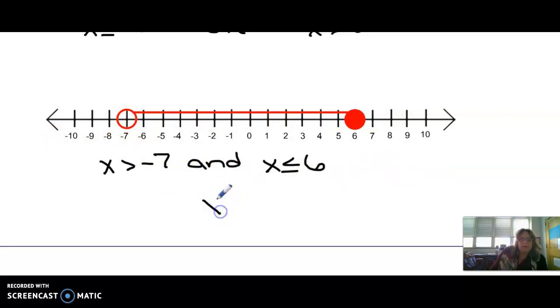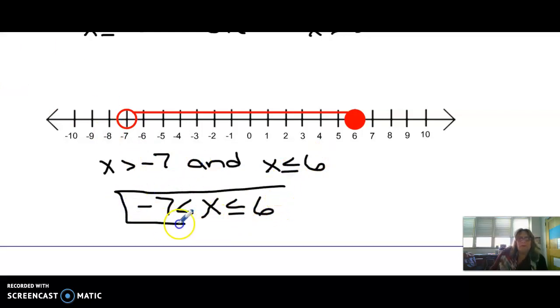We can write it as one compound inequality. So I go from my smallest number, -7, to a +6. Notice this one has an open circle, so it doesn't have a line underneath it. This one is a closed circle, so it does have the line underneath it. This is what you'll see on your SOL test, and this is more of what you'll see when I start working out problems or writing out answers.